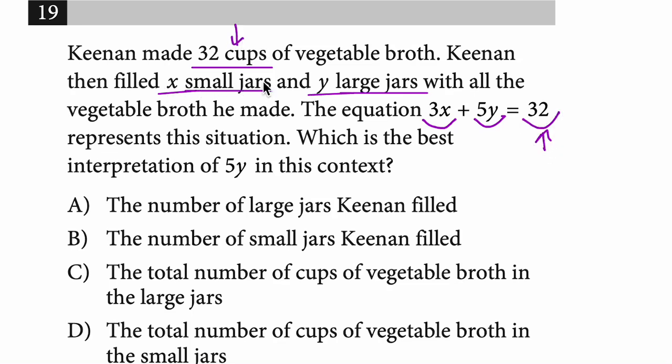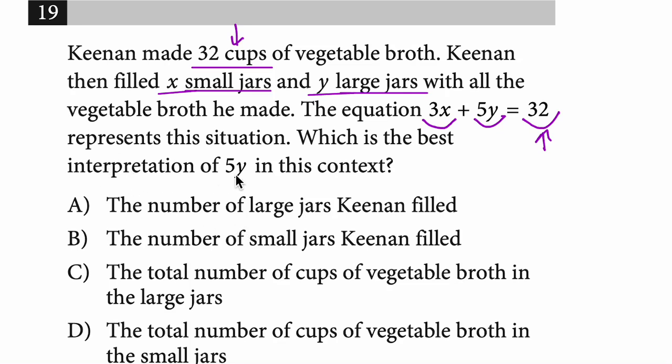So x are small jars, so 3x will be the total number of small cups of vegetable broth. I am just saying it again so that you can see the difference between cups and the jars. Okay, now let's see what the question is.